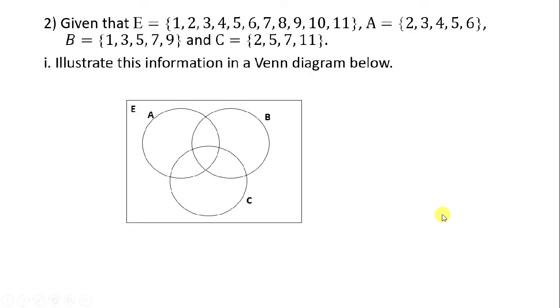Question 2 is saying, given that E is equal to 1, 2, 3, 4, 5, 6, 7, 8, 9, 10, and 11. So all those are the elements under discussion. Set A has elements 2, 3, 4, 5, and 6. Set B has elements 1, 3, 5, 7, and 9. And set C has elements 2, 5, 7, and 11. The question is saying, illustrate this information in the Venn diagram below. So we'll take it step by step.